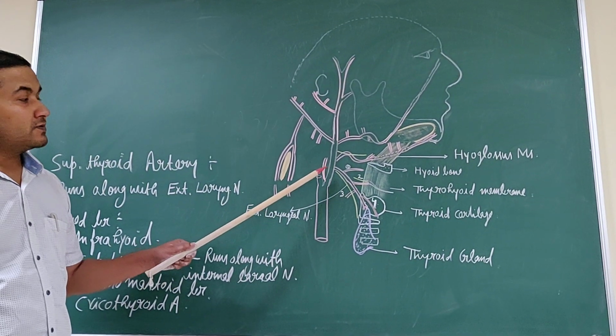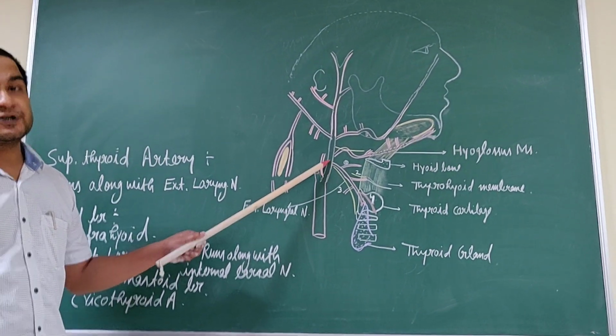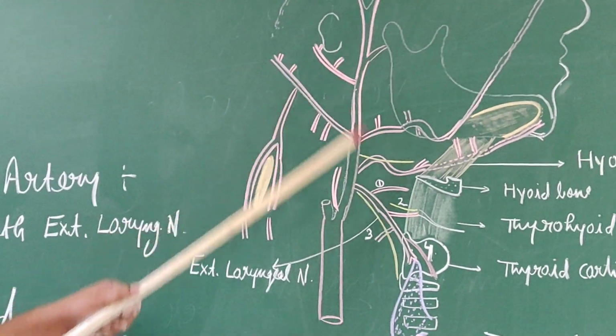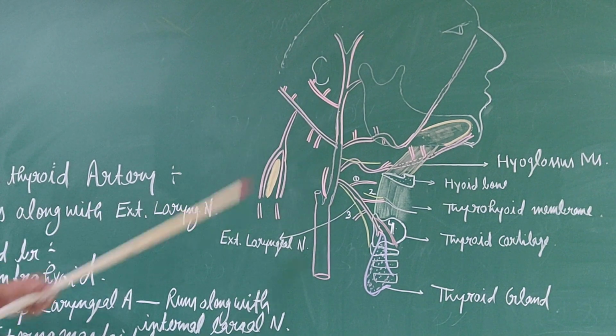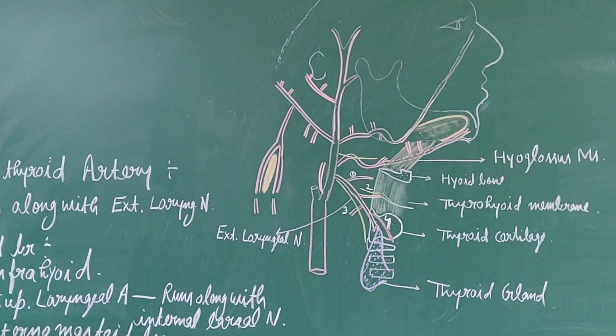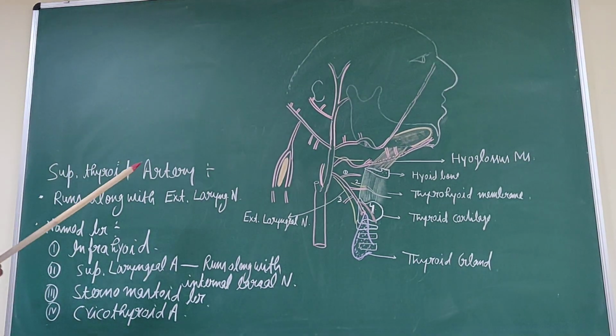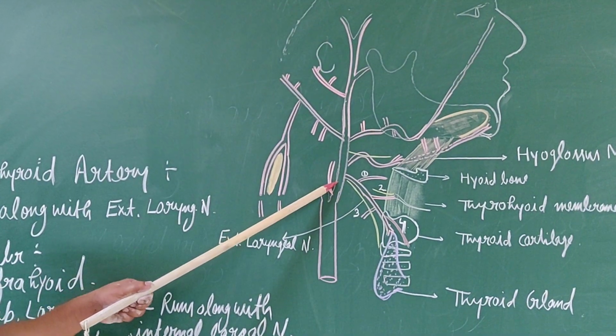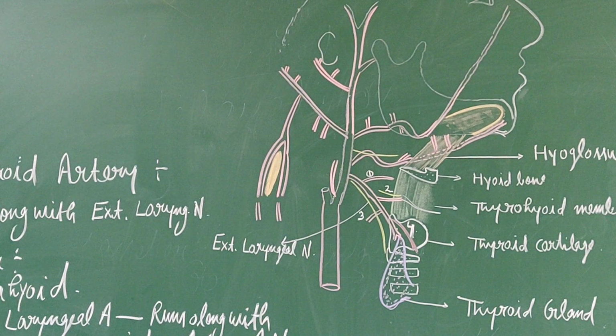In this diagram, you see the external carotid artery from its beginning to its termination, and these are the branches of this external carotid artery. Now the first branch that arises from the anterior aspect of this external carotid artery is the superior thyroid artery.